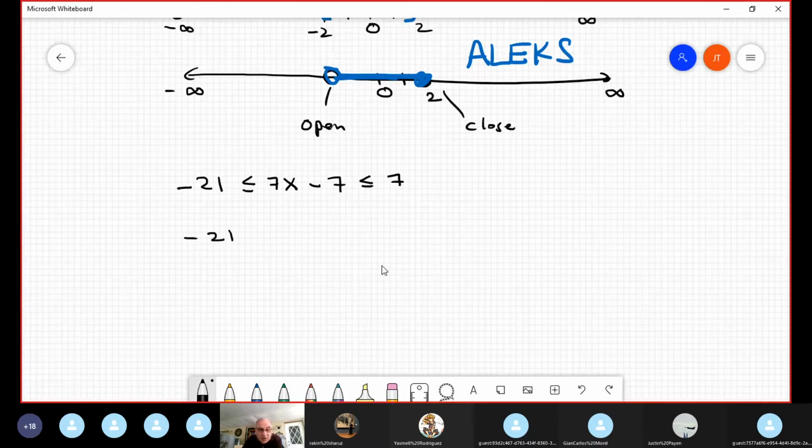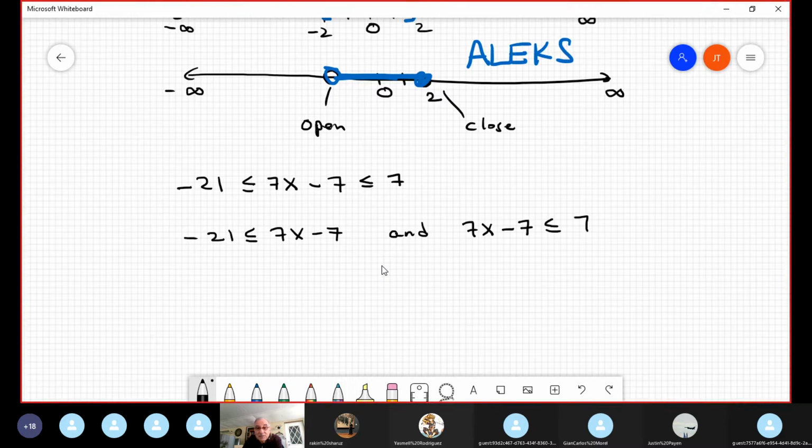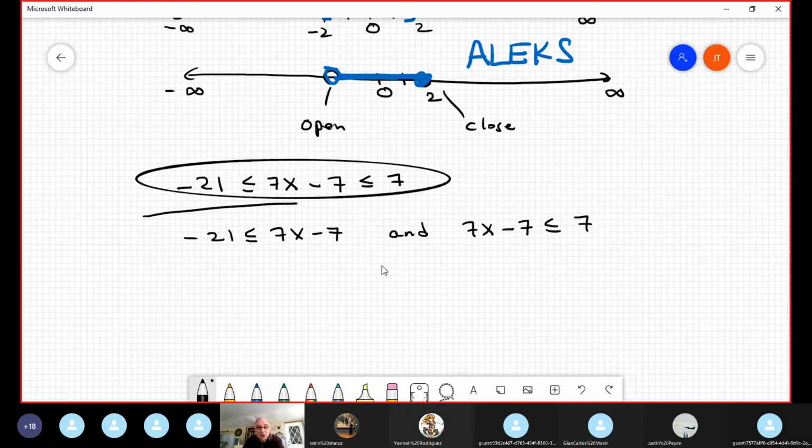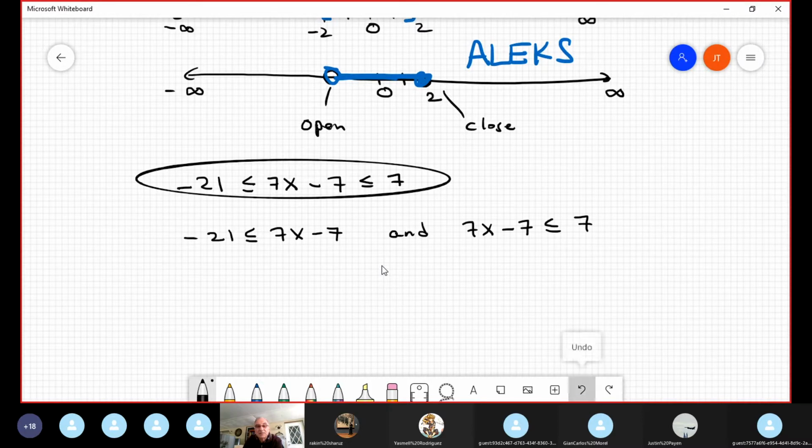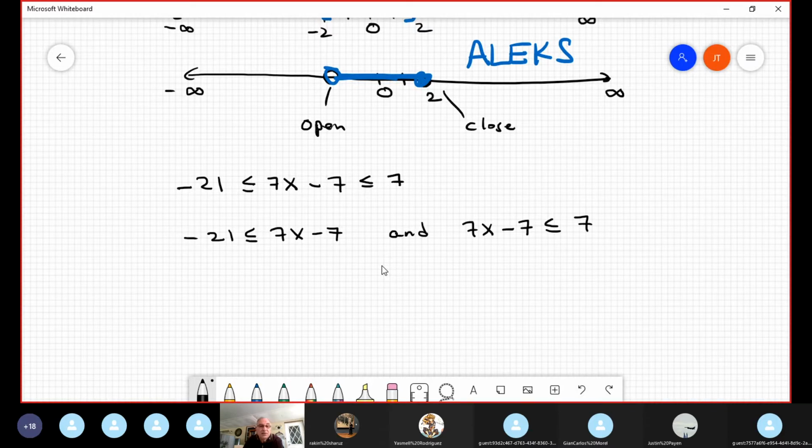Minus 21 less than or equal to 7x minus 7, and 7x minus 7 less than or equal to 7. Do you understand? So this statement and this long statement are perfectly equivalent. It's the same thing. Now you're solving. That's it.